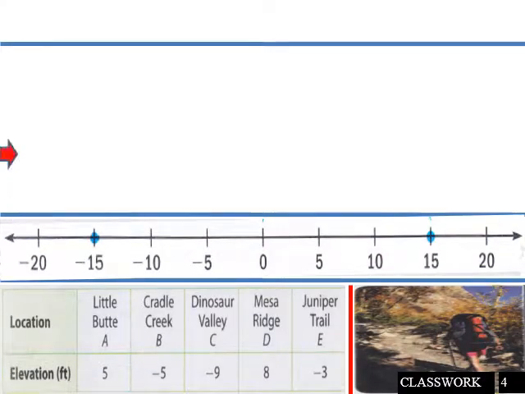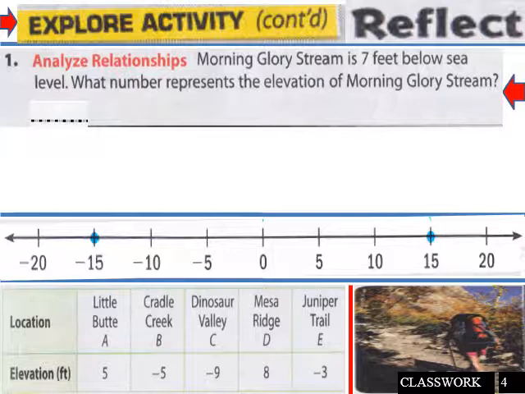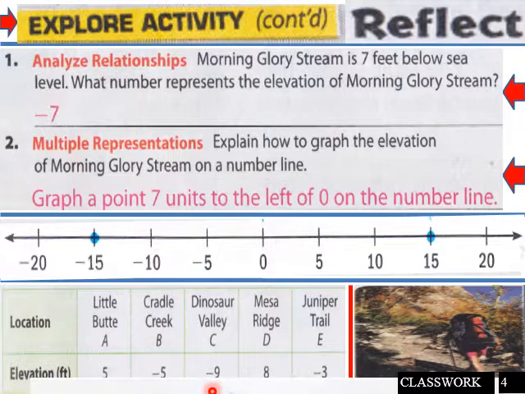Then page 4 of the class worksheet, Explore Activity continued. Analyze relationships. Morning Glory Stream is 7 feet below sea level. What number represents the elevation of Morning Glory Stream? So 7 feet below would be -7. And then explain how to graph the elevation of Morning Glory Stream on a number line. Graph a point 7 units to the left of 0 on the number line.